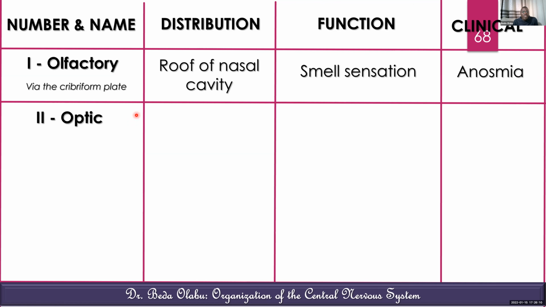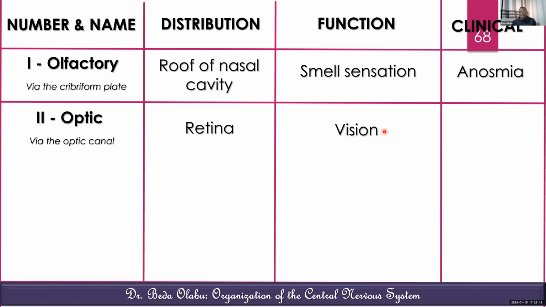The second cranial nerve is called the optic nerve. This one is also a sensory nerve coming from the eye and going through what we call the optic canal to enter the cranial cavity. The optic nerve specifically comes from the retina of the eye. So not just the eye, but specifically the retina. Remember, the retina is the receptor for vision. And so we can say that the optic nerve is carrying information regarding vision from the eye.